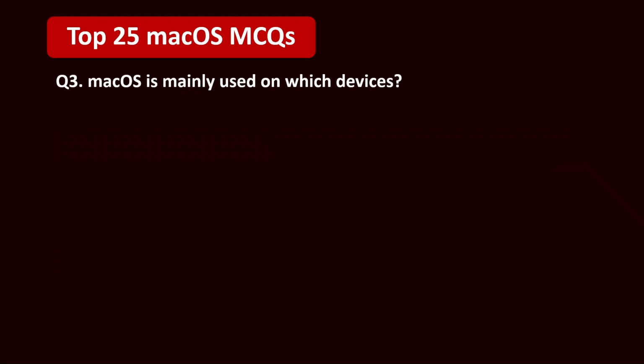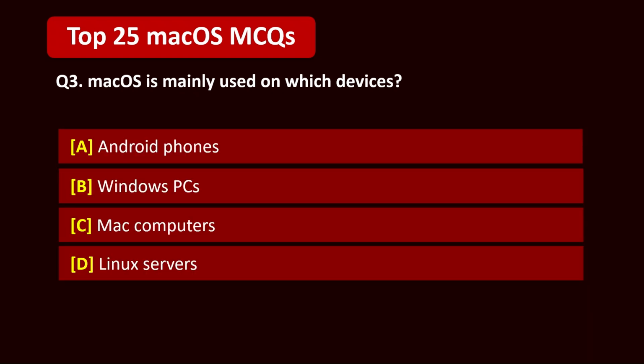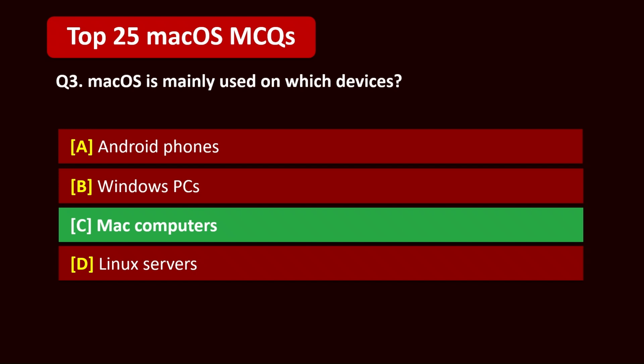Question 3. macOS is mainly used on which devices? A. Android phones. B. Windows PCs. C. Mac computers. D. Linux servers. 5, 4, 3, 2, 1. Correct answer is C. Mac computers.